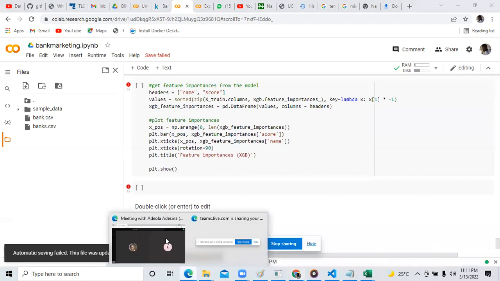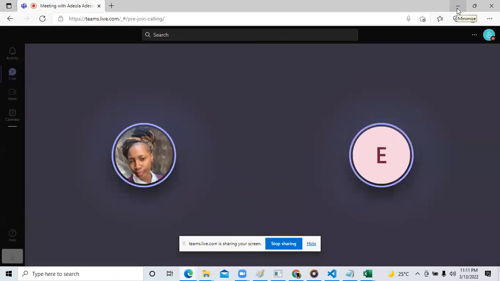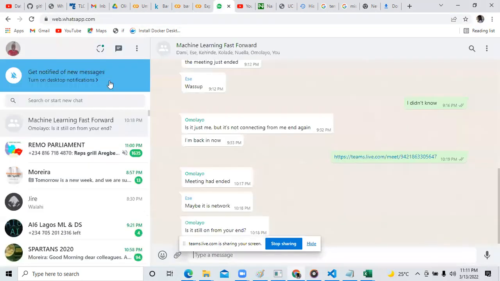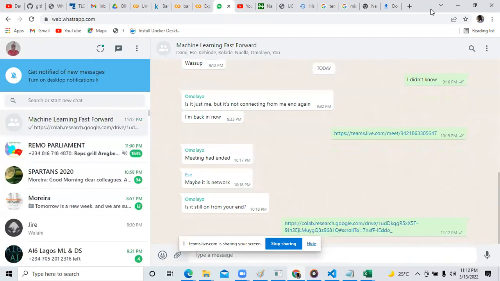Right. So you can send it to the group. Yes, it's in the group already. I'll send it again. That's it. So I want you to run the code and put together the insights that you gain from it.